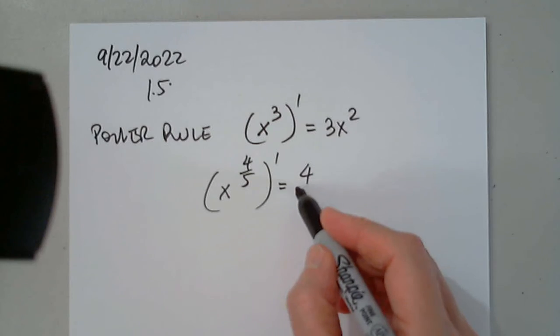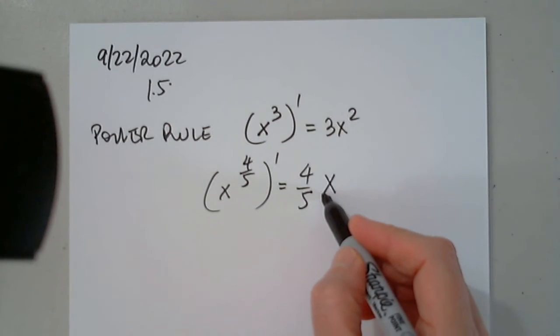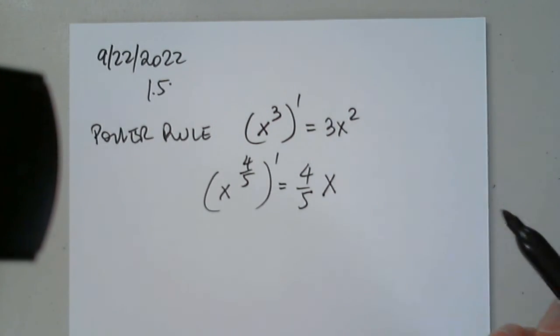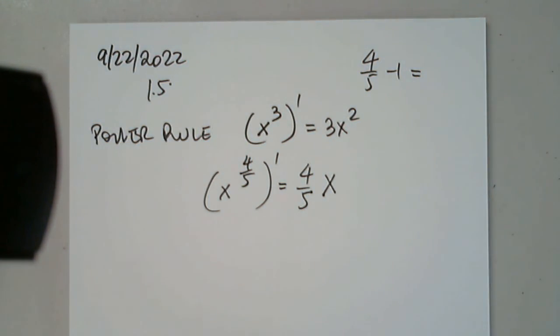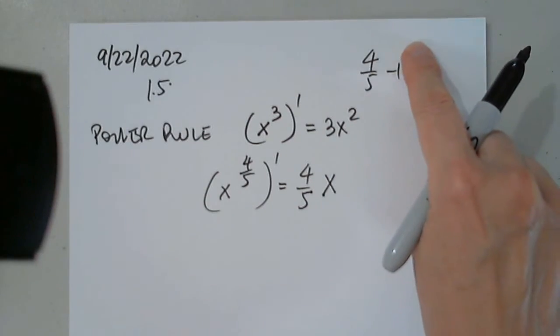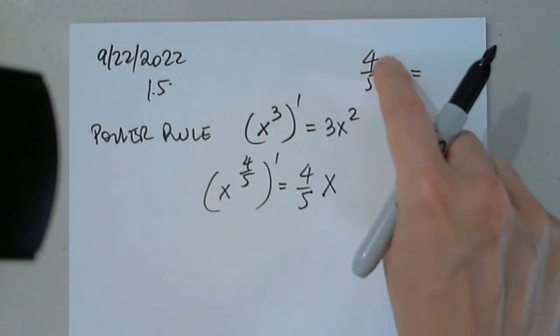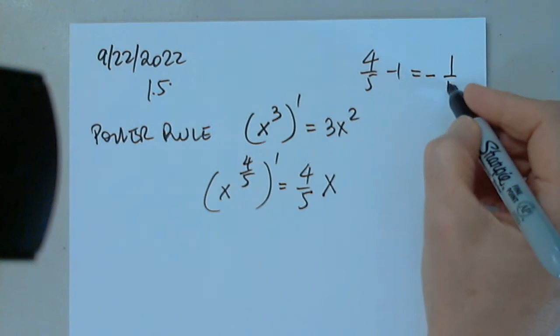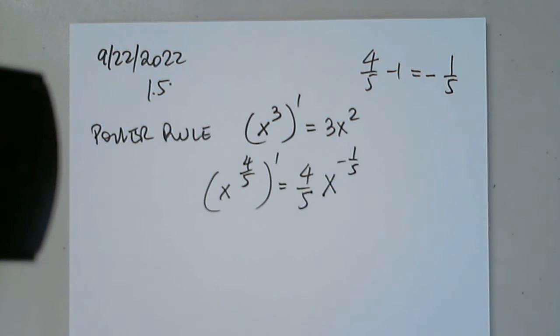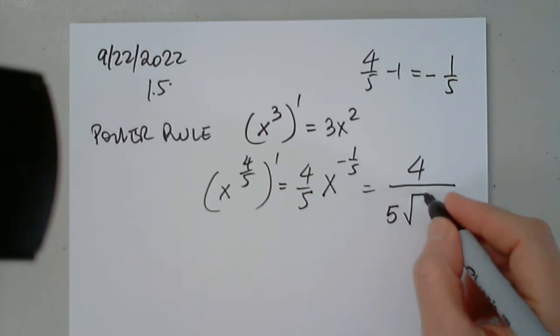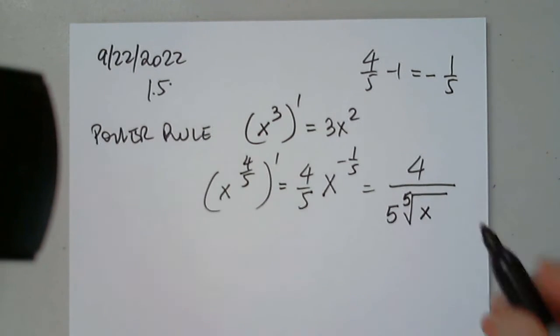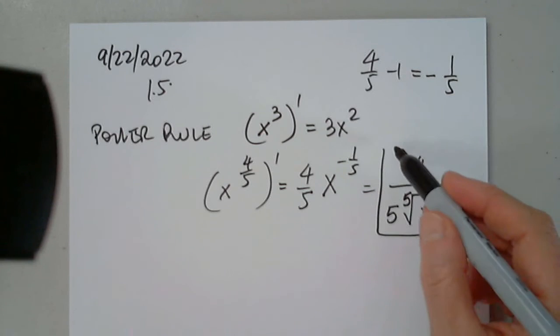I bring 4/5 in front. I write x, and from 4/5 I have to subtract 1. 4/5 minus 1, what do I get? 4 minus 5 over 5. Okay? Which can be rewritten as we know. Do we all agree with this?